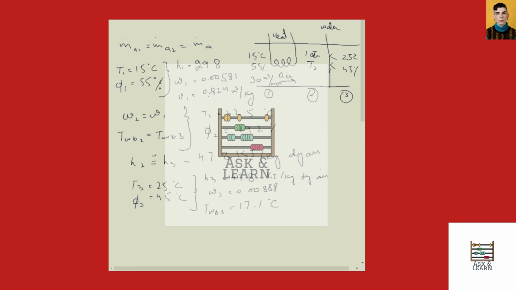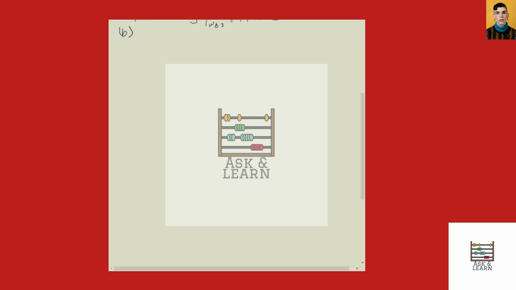Coming towards the part B, here at part B, mass flow rate of dry air is V1 dot over V1 is equal to 30 divided by 0.824, which comes out 36.4 kilogram per minute.